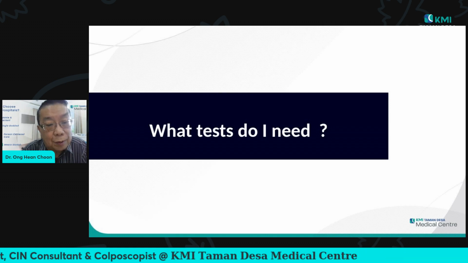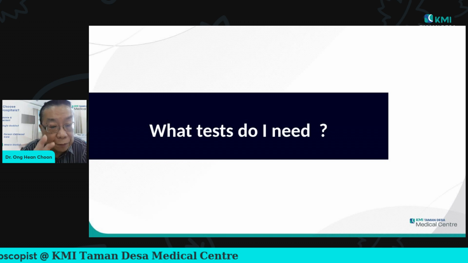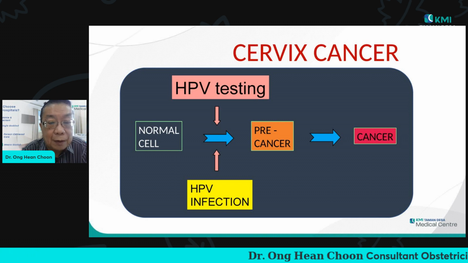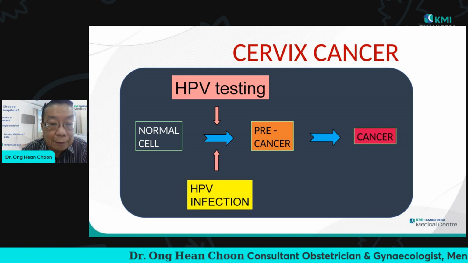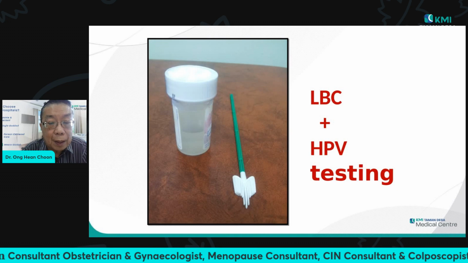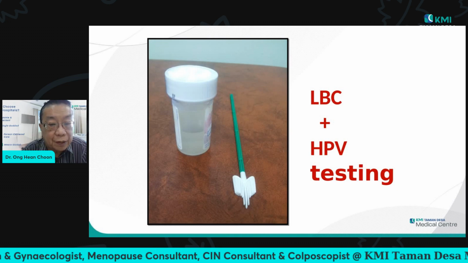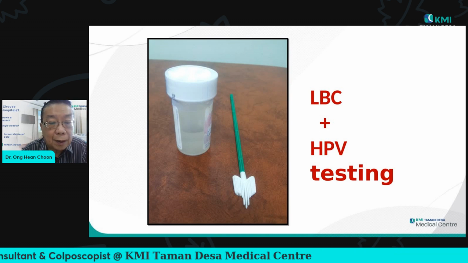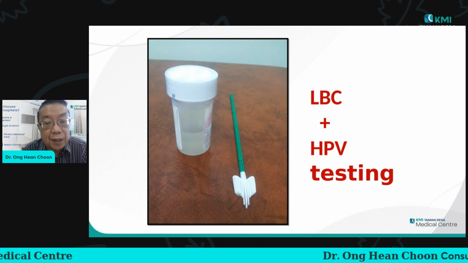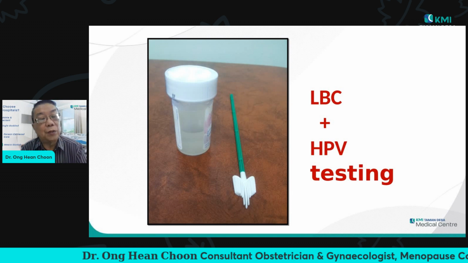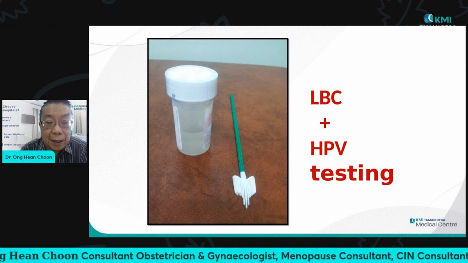What test can you do to find out whether you have HPV? That's the first thing we are talking about. Very simple. HPV testing is available in our hospital and in many other hospitals. You can take a specimen from your cervix using a special brush like this one, and the specimen is dipped into a medium, into a bottle, and this will be sent for liquid-based cytology or LBC and HPV testing. We use what we call the HPV DNA genotyping.